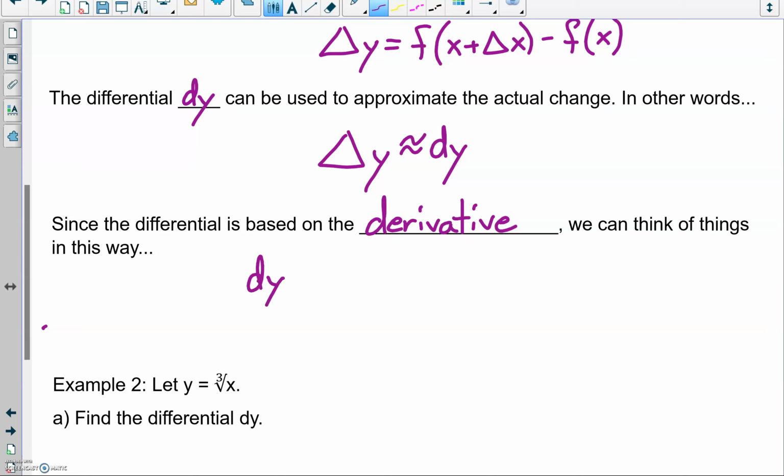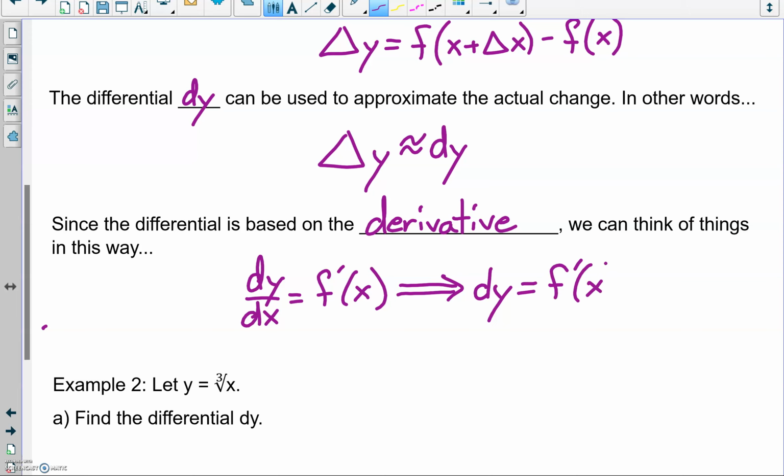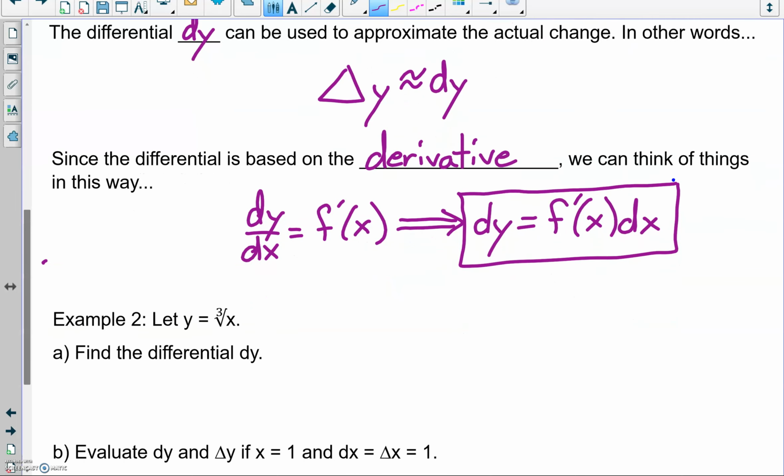So we got this dy dx equals f prime of x. And we're now going to treat the dy as its own thing, this change in y based on the derivative. So we're going to have this dy just equals f prime of x times dx. And this is the differential equation that relates dy and dx that we'll be using moving forward.